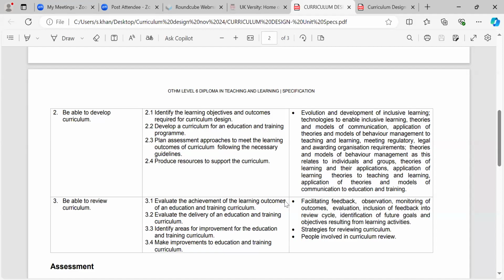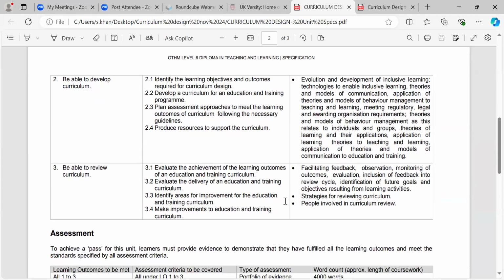The indicative content for learning outcome 2 is looking at the evolution and development of inclusive learning, technologies to enable inclusive learning, and theories and models of communication. We'll also look at the application of theories and learning meeting regulatory, legal and awarding organisation requirements, theories and models of behaviour management as this relates to individuals and groups, theories of learning and their applications, application of learning theories to teaching and learning, and application of theories and models of communication to education and training.